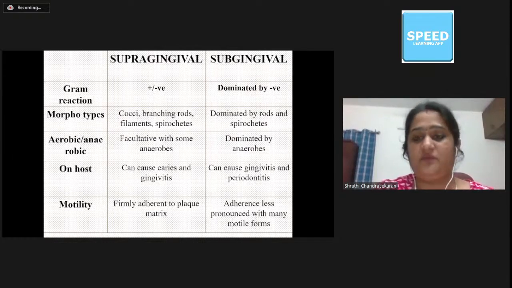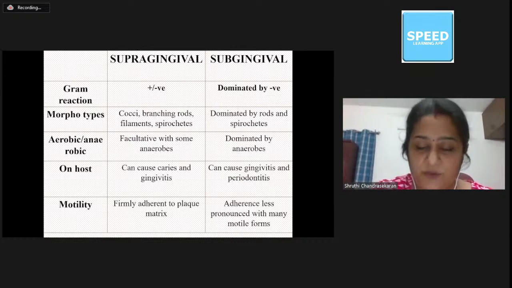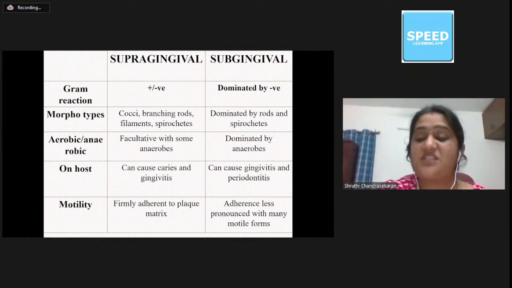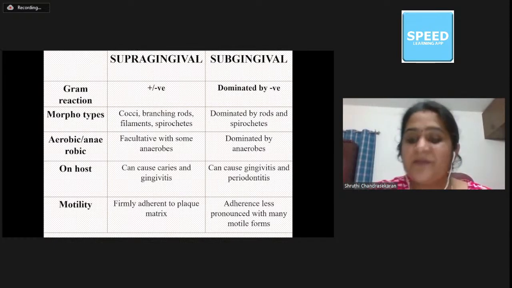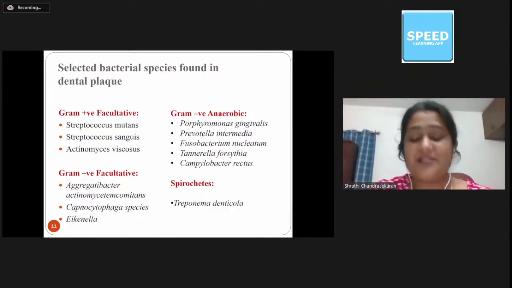Depending upon the reaction of the host, supragingival plaque can cause both dental caries as well as gingivitis, whereas subgingival plaque is mainly responsible for gingival disease as well as for periodontitis progression. Depending upon the motility, supragingival plaque is firmly adherent to the plaque matrix, whereas subgingival plaque is less adherent because it has more motile forms of bacteria. Now, moving on to the next topic, which is the selected bacterial species that are found in the dental plaque.